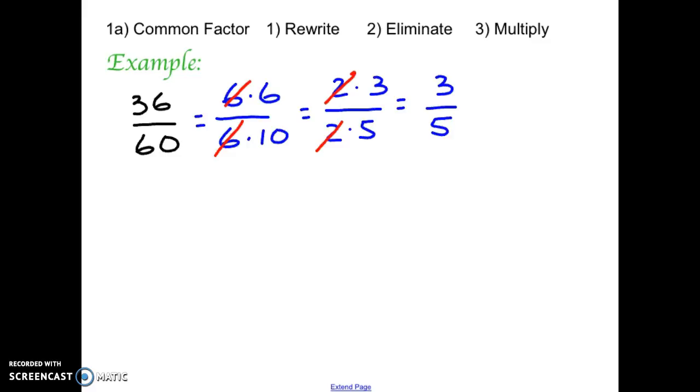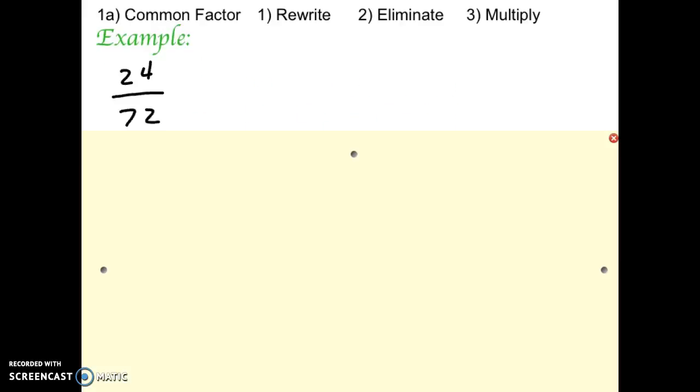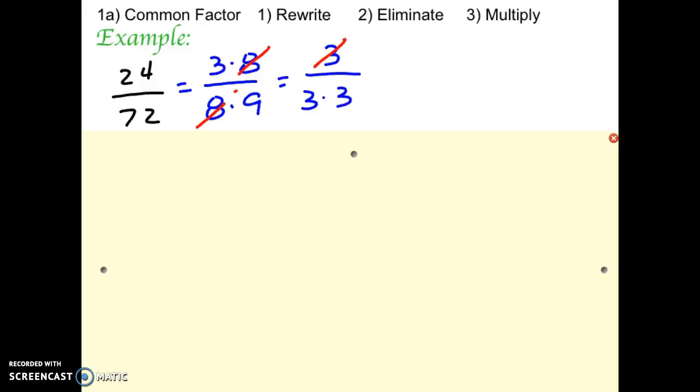Note there are multiple ways of doing this, as our next example will show. 24 over 72. All right, one way we could do this is we might notice both of these are divisible by 8. 24 is 3 times 8. 72 is 8 times 9. That would eliminate the 8's right off the bat. 3 is already prime. 9 can be broken down to 3 times 3. We can eliminate the 3's. This leaves us a 3 in the bottom, and once again we can hold it with a 1, so we would simplify to get 1/3.